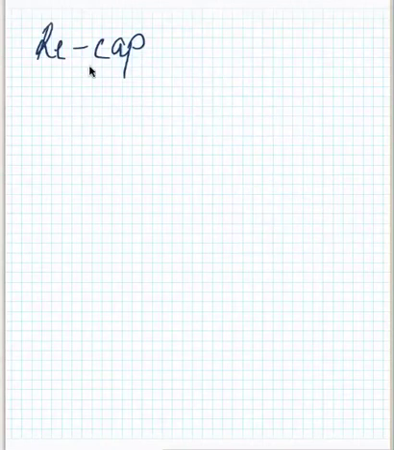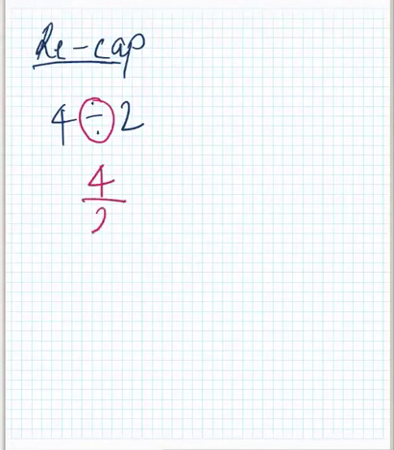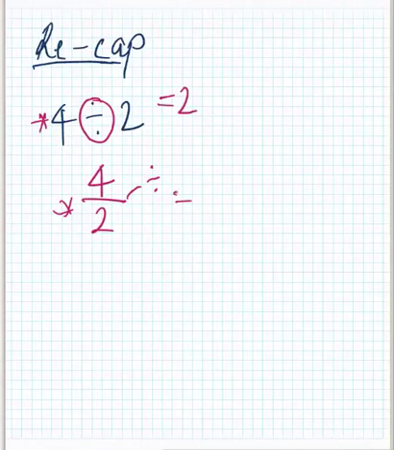Now let's just recap on some things we have learned. If I have 4 divided by 2, we know 4 divided by 2 is simply 2. But we learned that division can be written in fraction form. So this can also be written as 4 over 2. And we know the line here, which we call the vinculum, also means division. So we can say 4 over 2, or we can say 4 divided by 2. These two things are the exact same thing. So that will equal 2, and 4 over 2 will also equal 2.